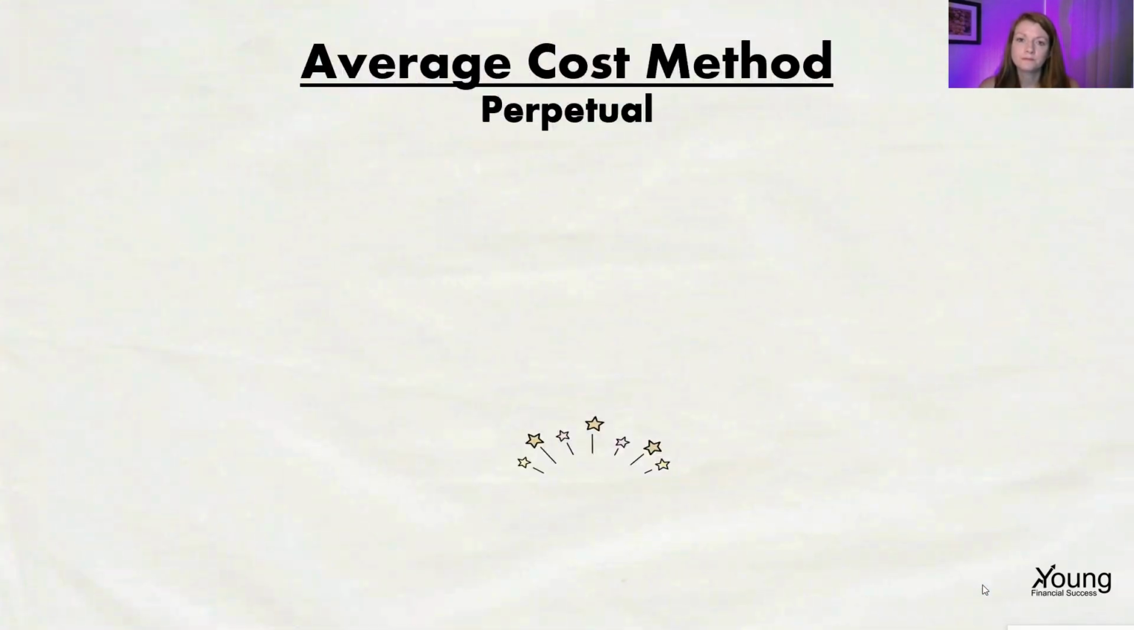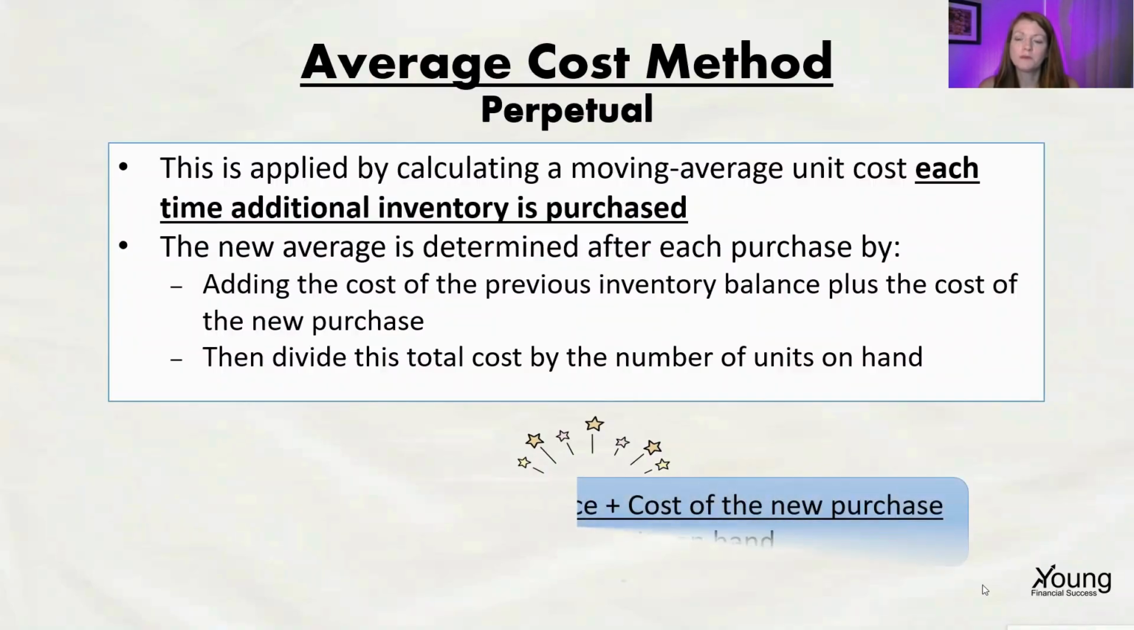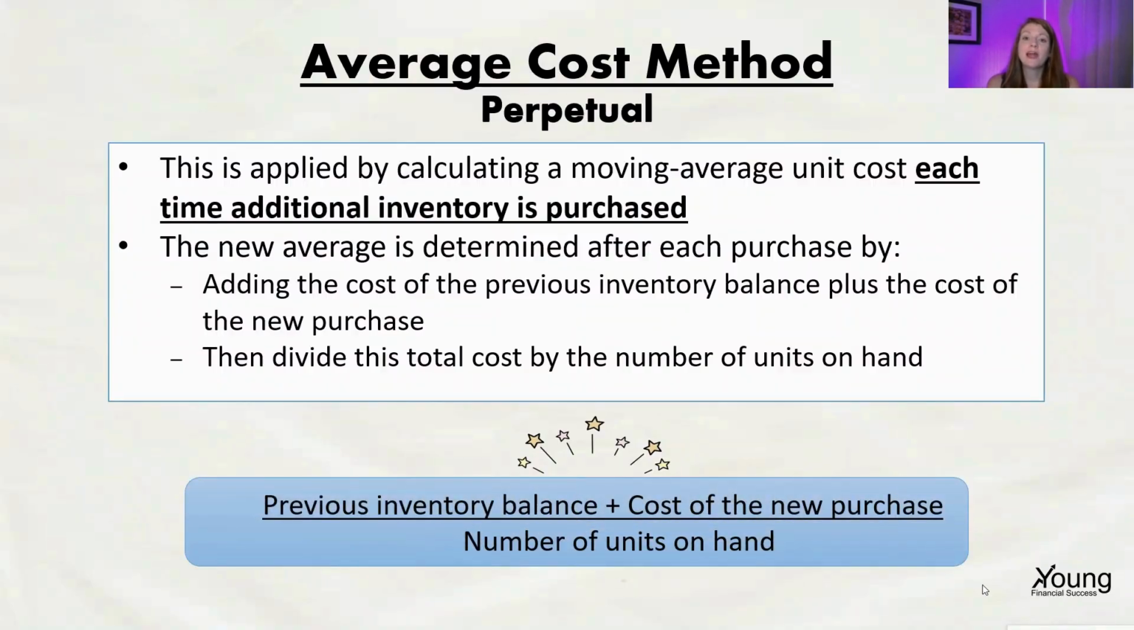Okay, so average cost perpetual. This is applied by calculating a moving unit average, because each additional inventory item that's purchased, we need to calculate a new moving average. The new average is determined after each purchase by adding the cost of the previous inventory balance plus the cost of the new purchase. Then we divide it by the total number of units on hand. So we have previous inventory balance plus cost of new purchase divided by number of units on hand.